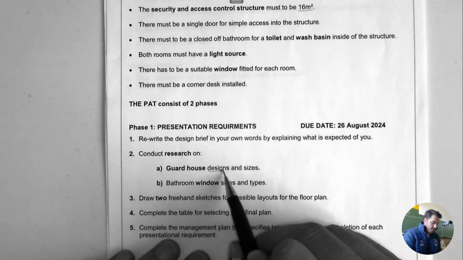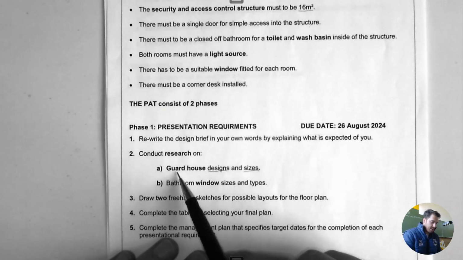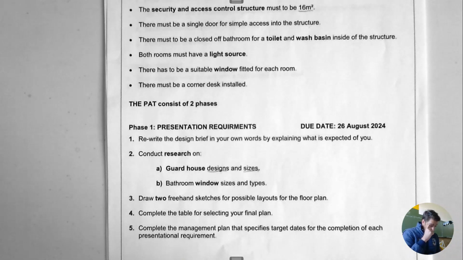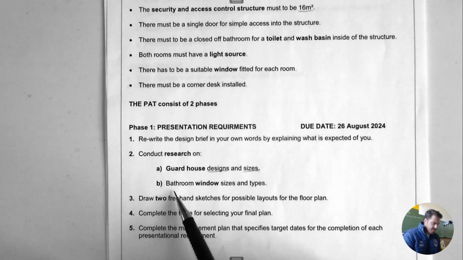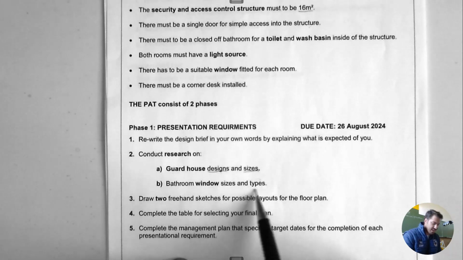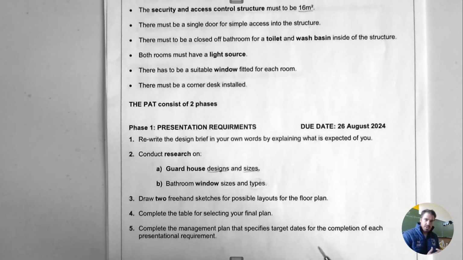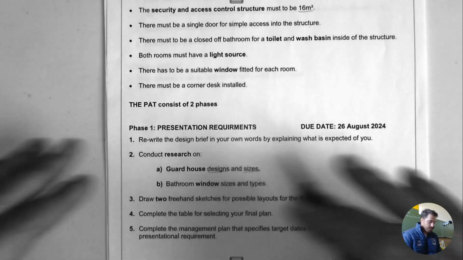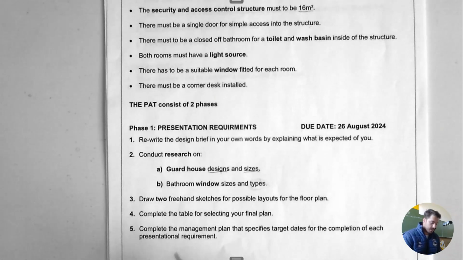So there's 2 subsections in here: guardhouse design and then sizes of guardhouses, and bathroom window sizes and types. So this is where you have specific window types or window schedules, and specific windows fit into specific categories or specific rooms. You need to do a bit of research on this. I'm going to go through what the research entails in just a minute.